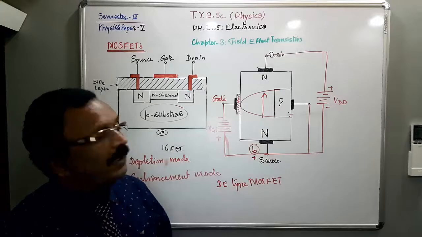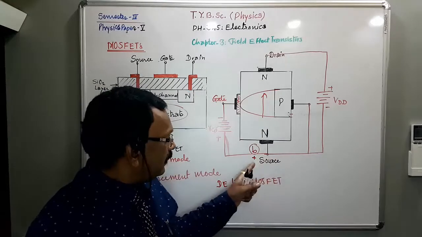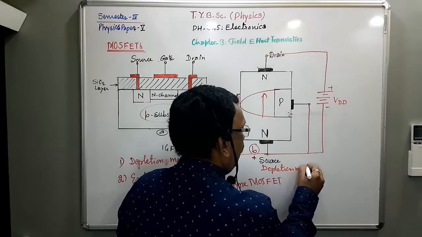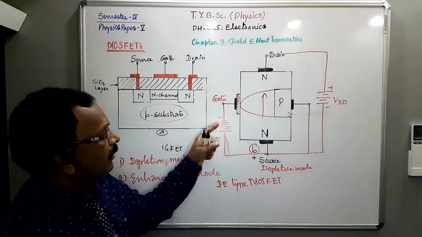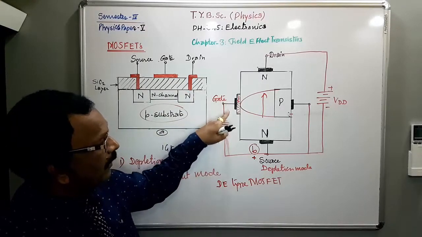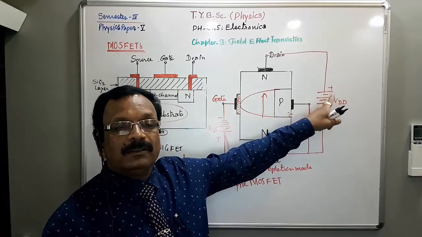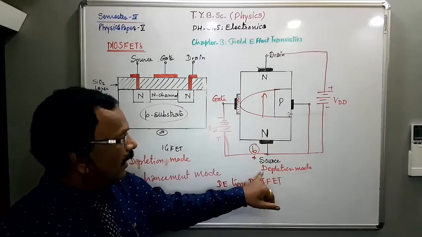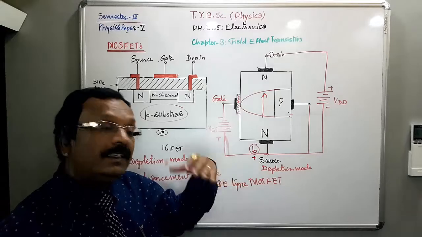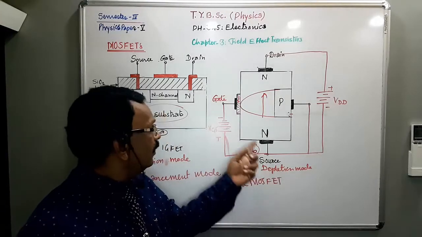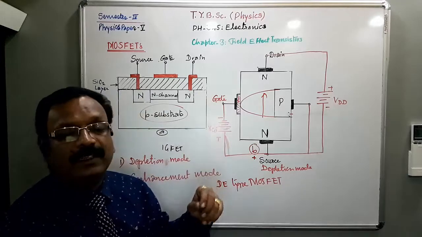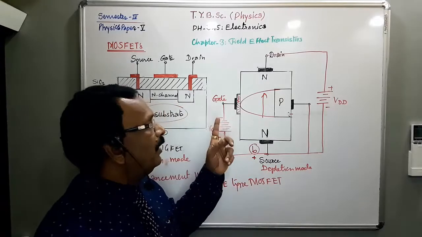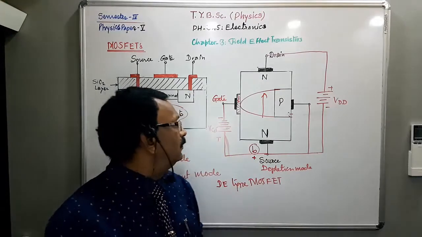Okay. If we connect it this way, then this is depletion mode. And when we change the polarity of this battery, that is, when the positive terminal of the battery is connected to the gate, only here are we going to change. What is the difference between depletion mode and enhancement mode? In depletion mode, the negative terminal of the battery is connected to the gate, and in enhancement mode, the positive terminal of the battery is connected to the gate.